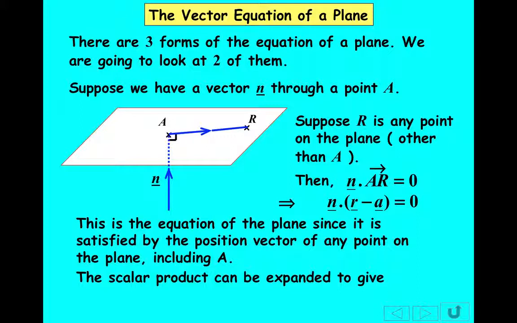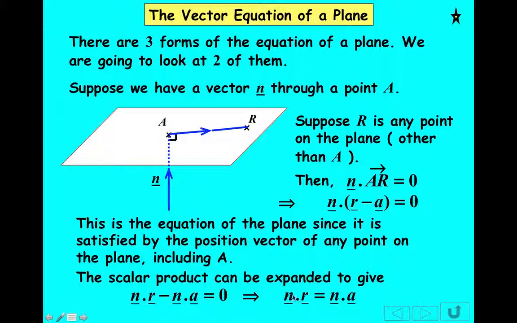Okay, so suppose we've got a point on the plane R, and what we're saying is the dot product between the normal vector and the vector from A to R is equal to 0. So we get this expression here, n dot (R minus A). Remember, R and A here are the position vectors of the points R and A. So if we just expand that out, n dot R minus n dot A is equal to 0. Remember, the dot product is commutative. So then we get this equation here, n dot R equals n dot A.